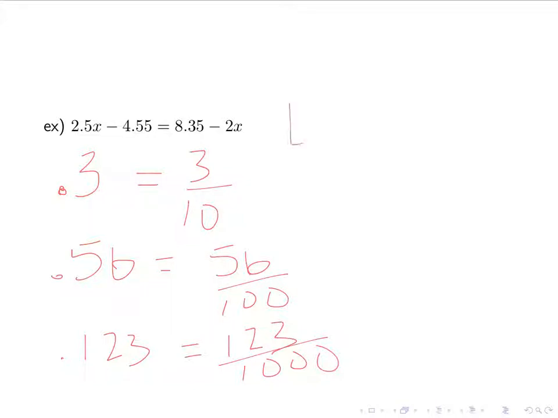So our LCDs are always going to be powers of 10. So you just want to look and say which number has the most decimals. Our two guys here both have 2 decimals. My 2.5 only has 1, so the largest is 2. So my LCD is 100, 1 followed by 2 zeros.